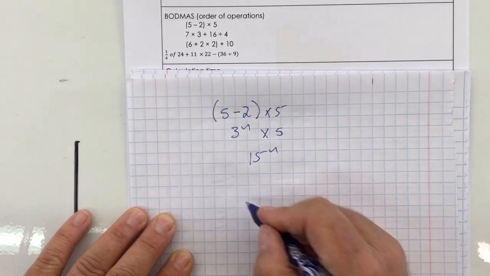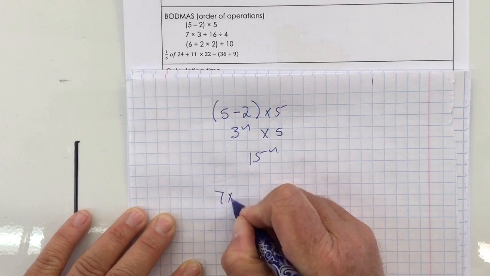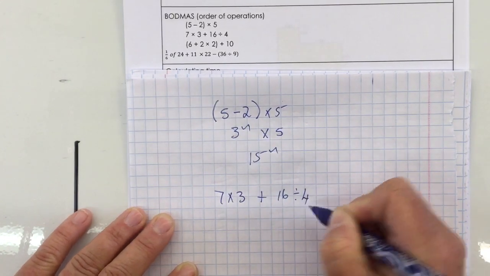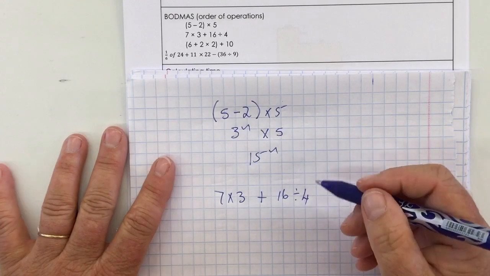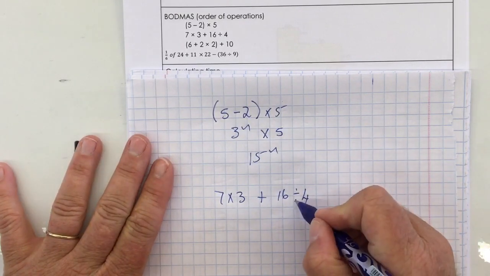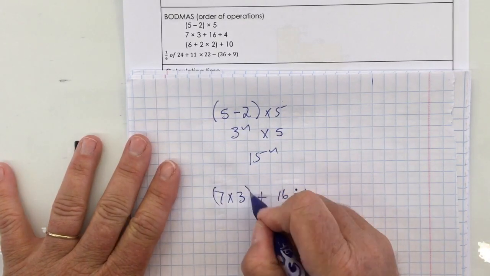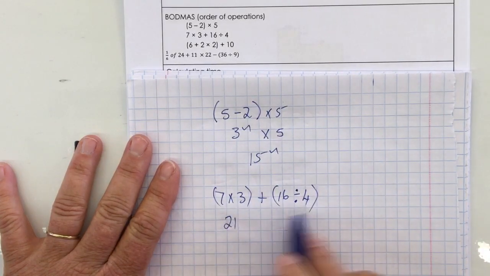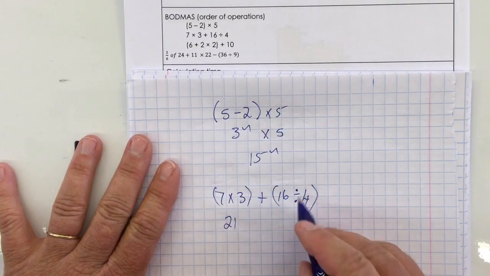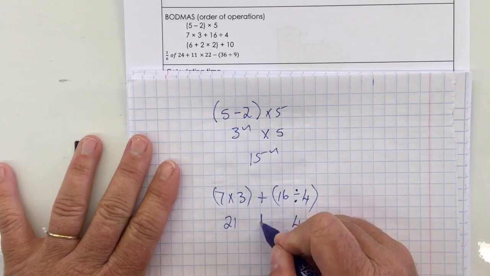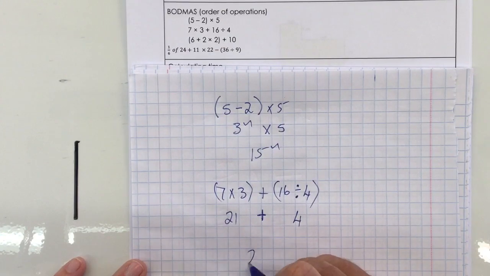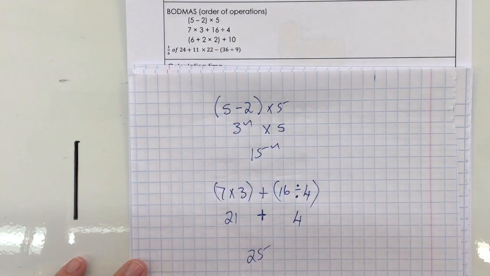The next question was 7 times 3 plus 16 divided by 4. If you look, there's 2 sets of royalty, as I call it. Okay, they're going to get crowned. So this is now going to be 21. And because they're crowned, they can both be done at the same time. The plus sign is waiting. It's waiting its turn. And your final answer is 25.